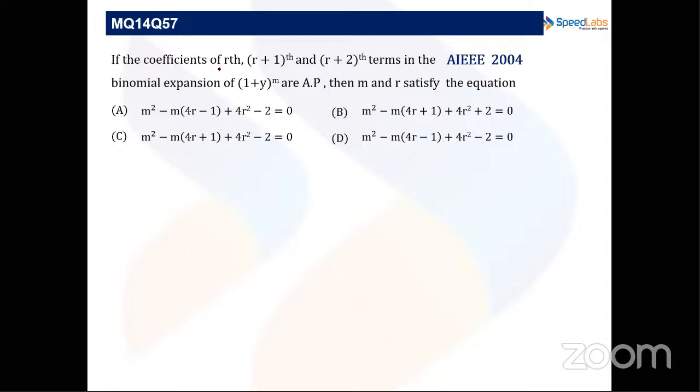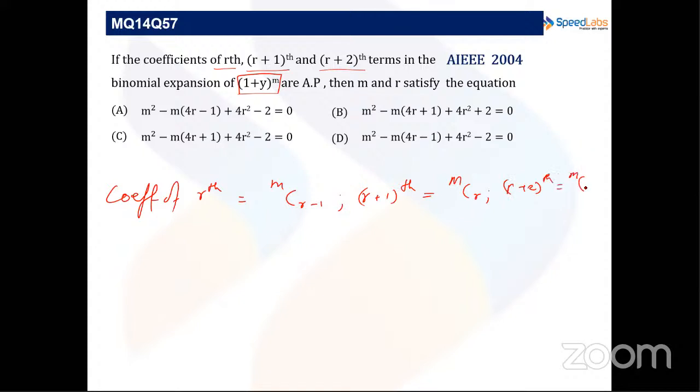We are given that the coefficients of the rth, r plus 1th and r plus 2th terms in the binomial expansion of 1 plus y to the power m are in AP, then m and r satisfy the equation. So the coefficient of the rth term will be mcr minus 1, for the r plus 1th term the coefficient will be mcr, and for the r plus 2th term the coefficient will be mcr plus 1. It is given that these coefficients are in AP, that is 2 times the middle term is equal to the first term plus the last term.